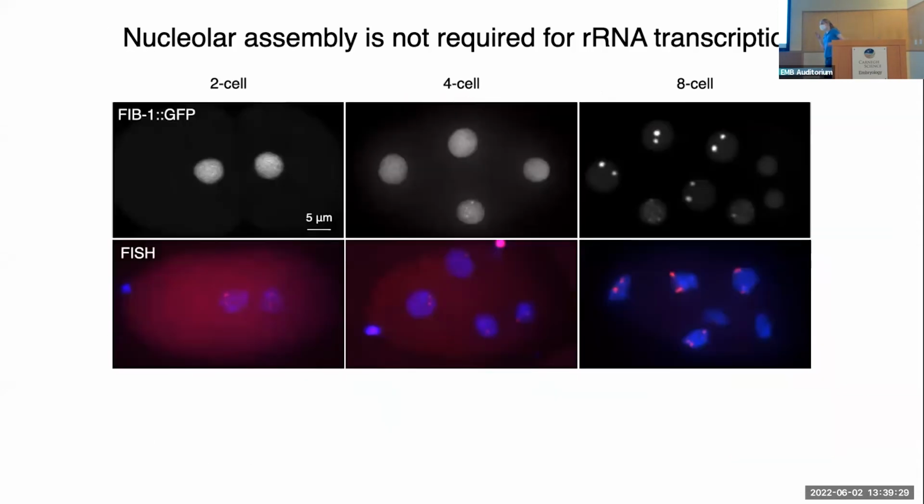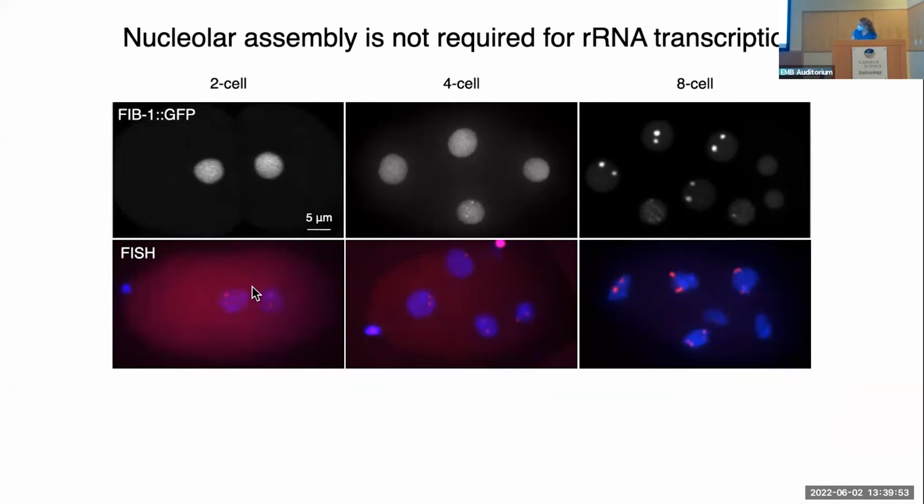Okay, and then we looked earlier in development. I should have mentioned this, but that was at the 8-cell stage. Nucleoli first assemble in the 8-cell stage, in most of the lineages at least, and we see nascent transcription occurring at the 8-cell stage when these nucleoli are present.